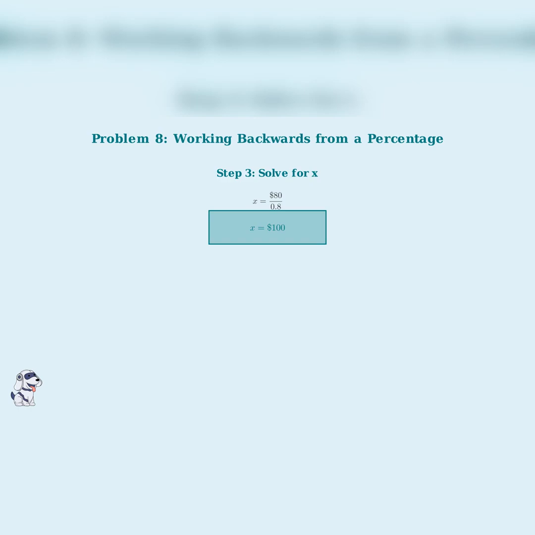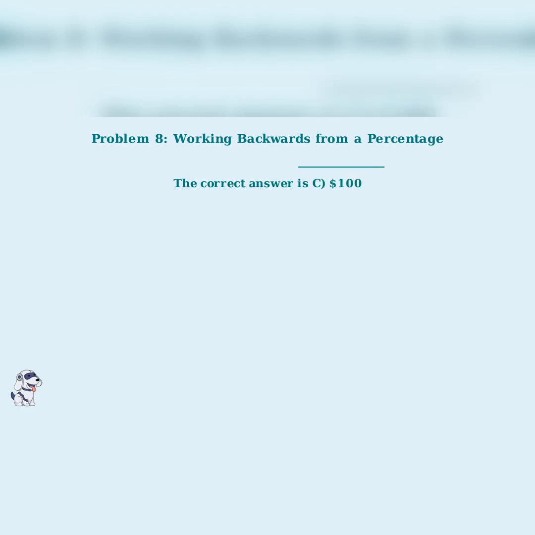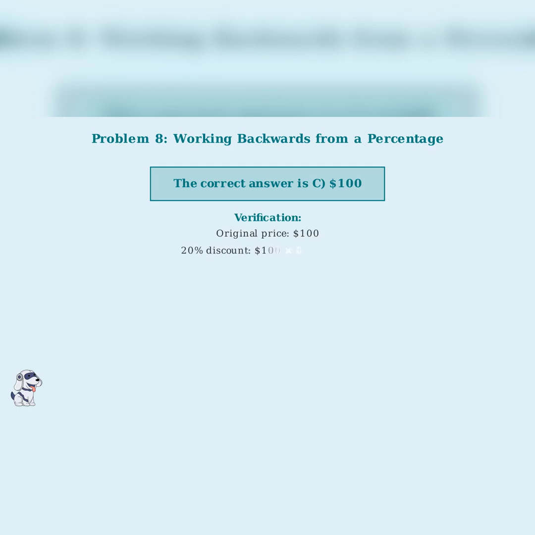80 divided by 0.8 equals $100. The original price was $100. Looking back at our options, this corresponds to choice C. Let's verify our answer. If the original price was $100, then a 20% discount would be $20 off, leaving $80. This matches the given information, confirming our answer is correct.